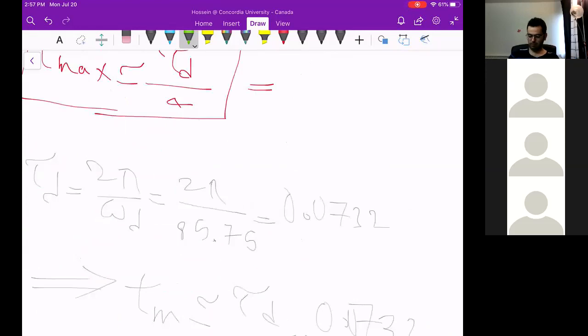So this is how you have to solve the free vibration. Firstly, you have to calculate the zeta and determine the type of this problem: oscillating, overdamped, or critically damped, and find the appropriate solution.